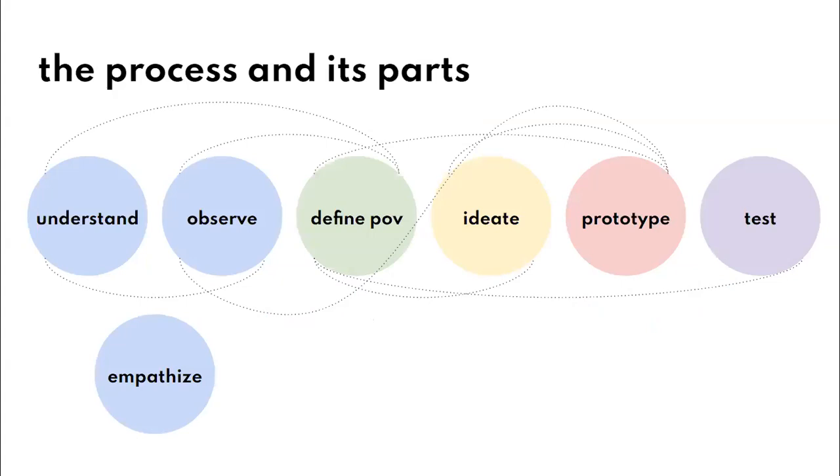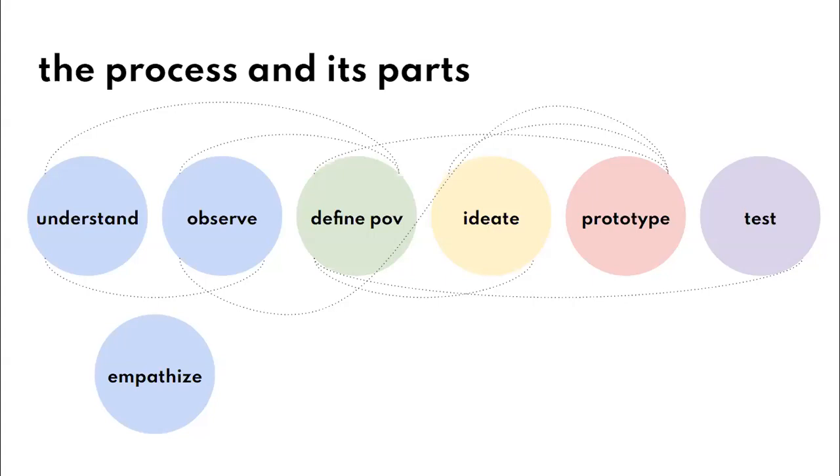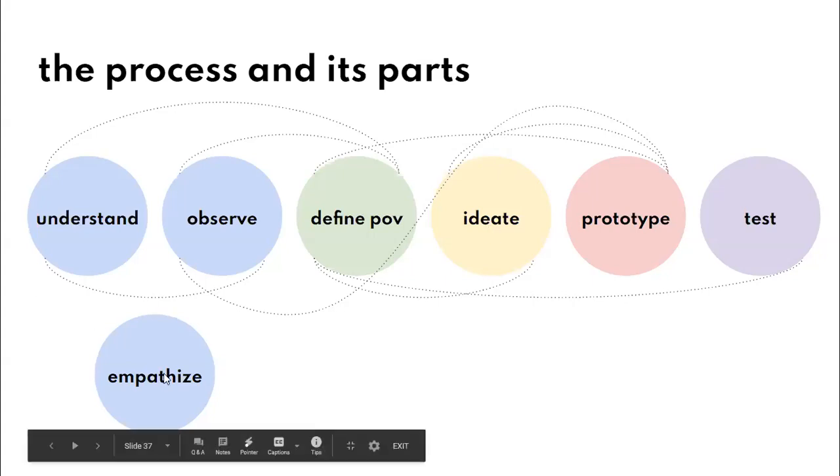So this again is a recap and we'll go through this briefly because I want to go to those deeper questions that are asked. Now the process is as follows. Empathize, define point of view, which is POV. Ideate, creating space for making ideas. Prototype, and then test. Those are the five steps.